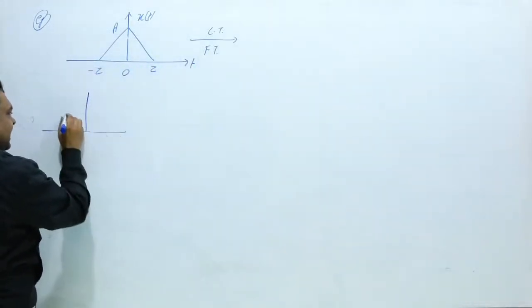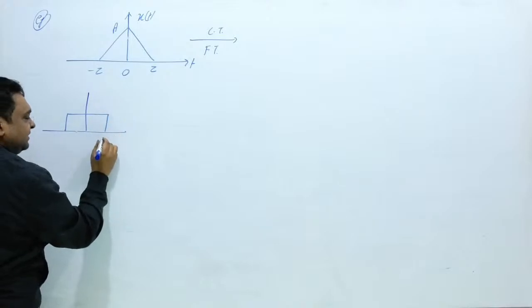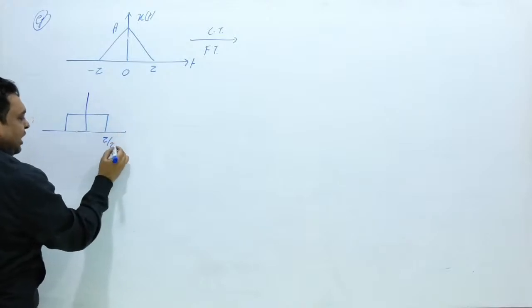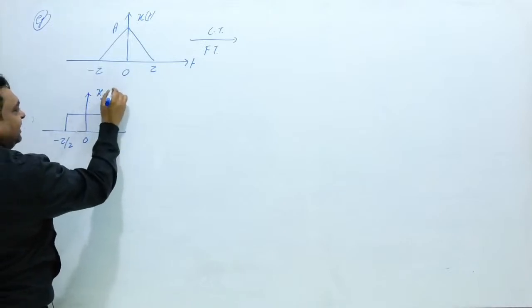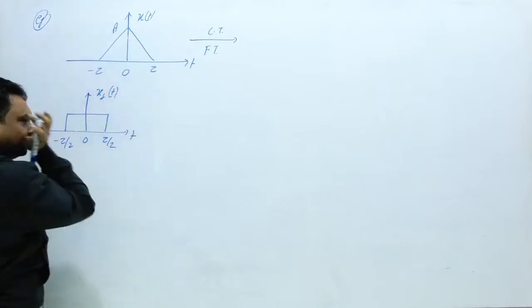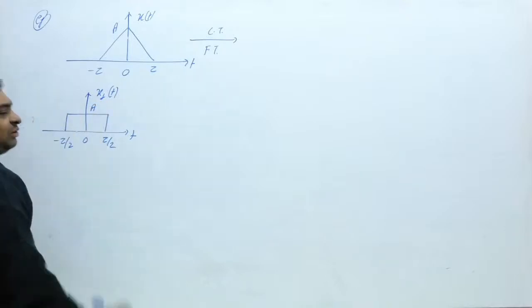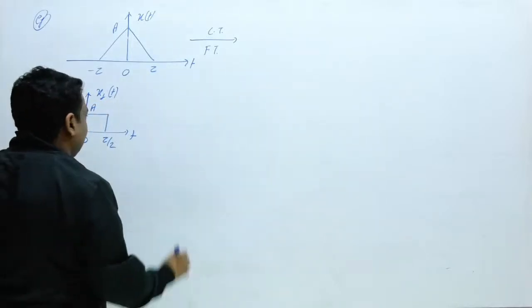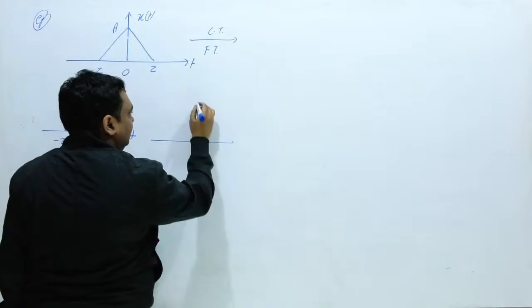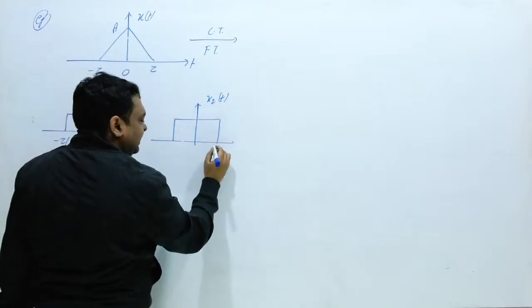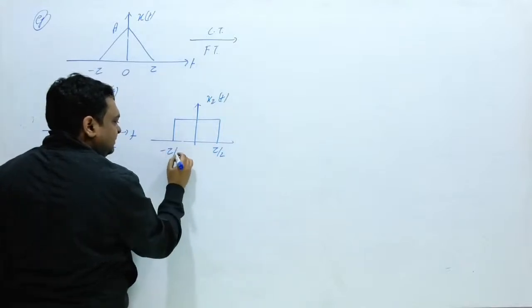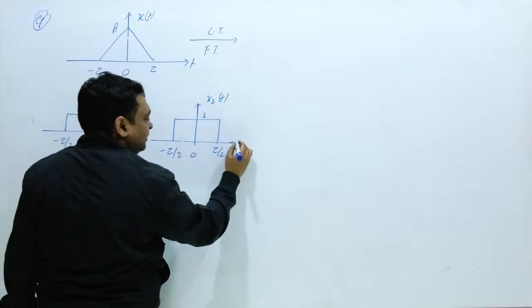Can I assume it like this? If this is tau by 2, this is minus tau by 2, this is 0, and this signal is x1(t) and this is t. Can I assume this amplitude is A? And what will be the second signal? Second signal x2(t), and suppose this signal is again tau by 2, minus tau by 2, this is 0, this is 1.